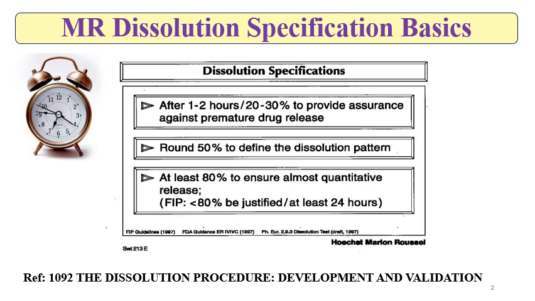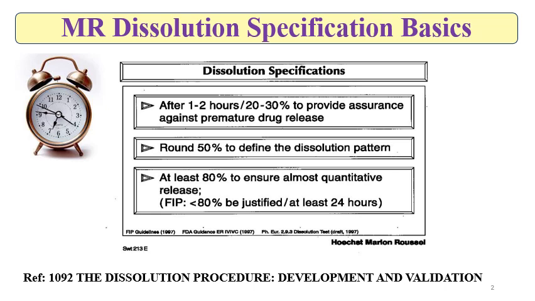For MR formulations, how to set the dissolution specification is based on the bioequivalence batch. Also, if the applicant has the IVIVC with the slower release and faster release profile, then the dissolution specification can be given on the basis of IVIVC data. The reference for this video is the dissolution procedure development and validation chapter from the USP, and this image I have taken from the FIP guideline given in 1997 FDA guidance ER IVIVC.